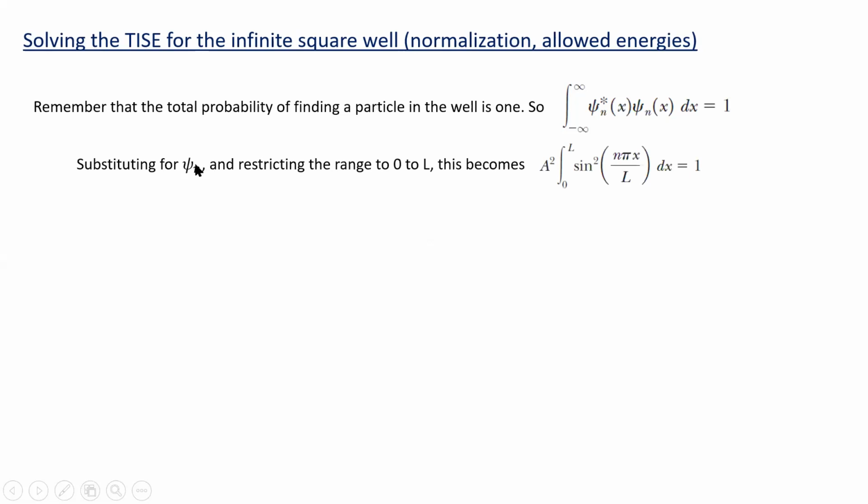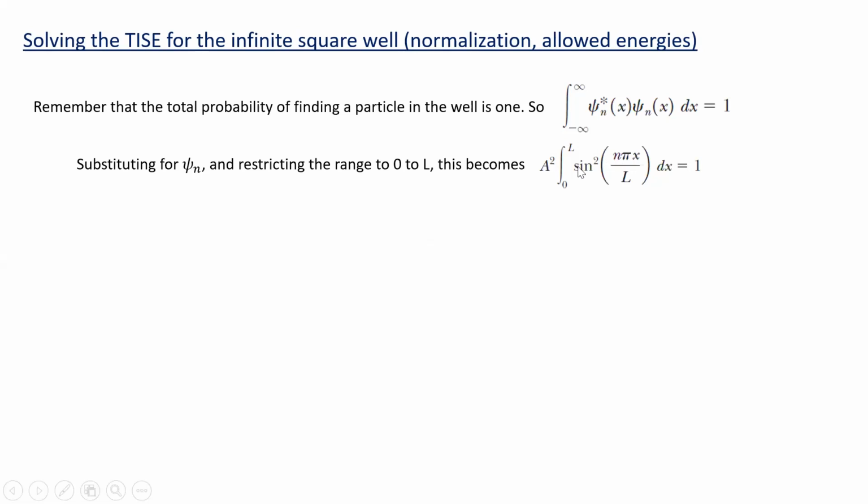Substituting for psi n, which is a sine of n pi x over L, and then we know the range here, in general, it's over all x, but we know that psi is 0 for x less than 0 and x greater than L, so that we run from 0 to L. So this becomes a squared times the integral from 0 to L of sine squared n pi x over L dx is equal to 1.